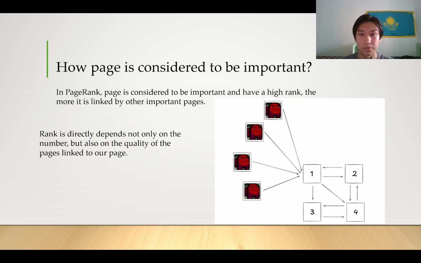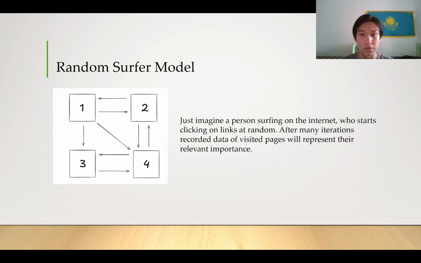So this is where a random surfer model simulation comes into play. To understand it, just imagine a person surfing on the internet who starts clicking on links at random.